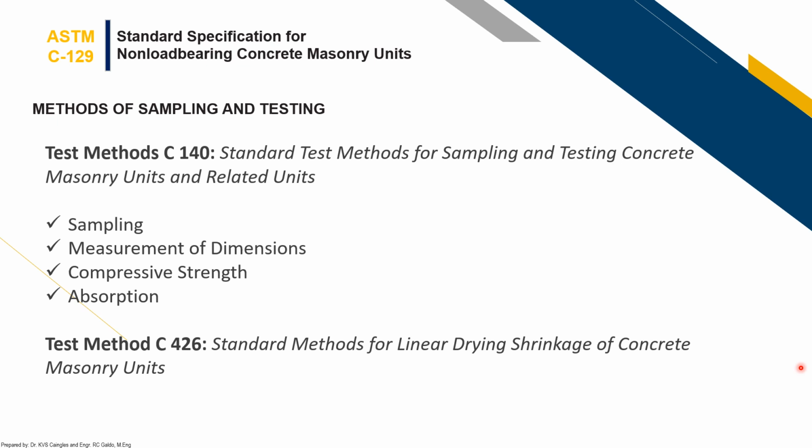Among others pod, actually just pick these four kay mura ni siyang applicable for the CMU or the concrete masonry units. And then for the related units, there is still a long list after this. But then again, we focused on the testing of concrete masonry units. Okay. Second, also a standard set forth by ASTM is test method C426 or the standard methods for linear drying shrinkage of concrete masonry units.